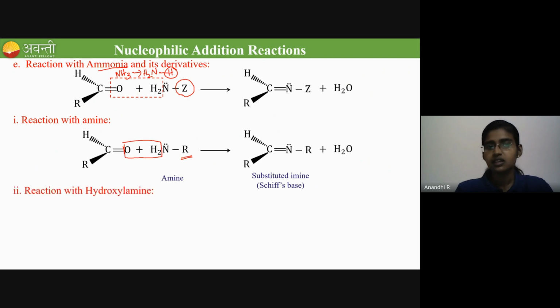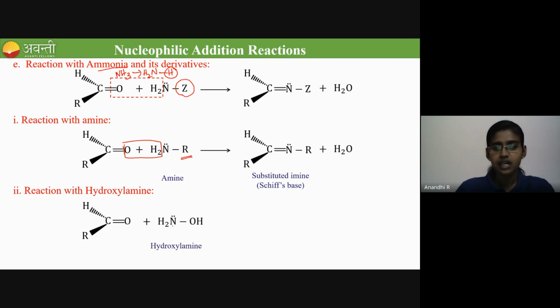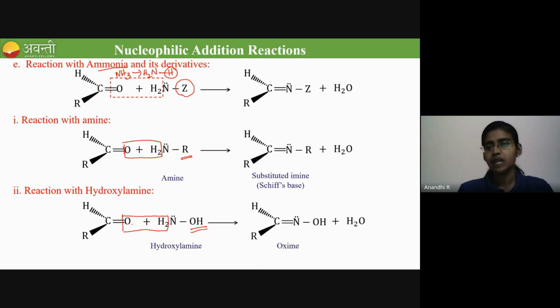Then is the reaction with hydroxylamine. What is the formula for hydroxylamine? NH2OH is hydroxylamine, and OH is the Z part here. So what we have to do now? Remove this H2O. What will we get at the end? C=N-OH plus H2O. The name of this compound is oxime. If nitrogen is attached to an alkyl group, it is called a substituted imine. And if the nitrogen is attached to OH, it is called an oxime.